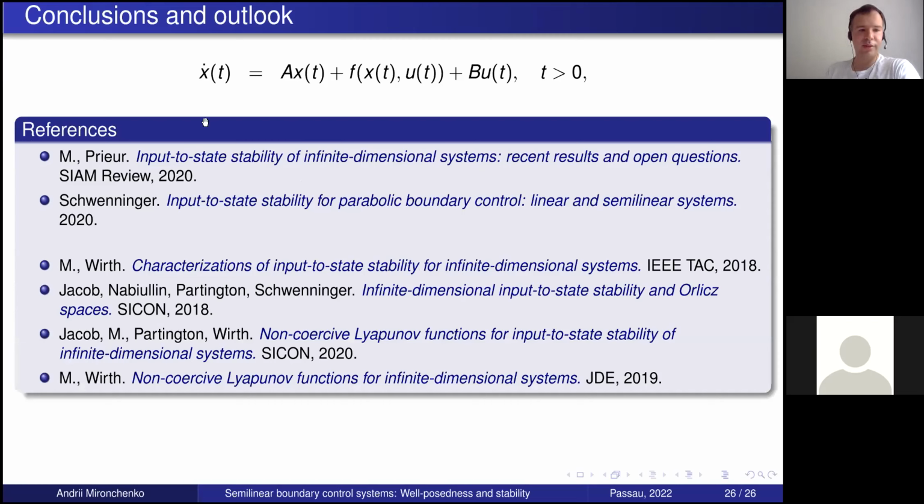Well, the main references are basically this survey by me and Christoph, where the state of the art for ISS theory is summarized, and this paper by Felix, where he has introduced this kind of boundary control systems. Also, the ISS characterizations that I have presented are based on these papers, where the superposition theorems for the ISS property were shown and the non-coercive Lyapunov theory for ISS was developed.